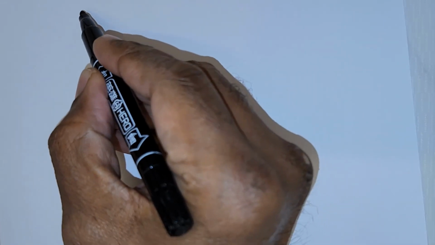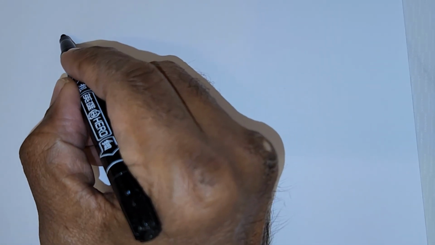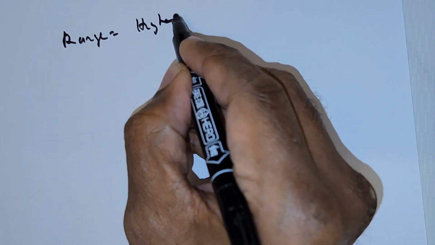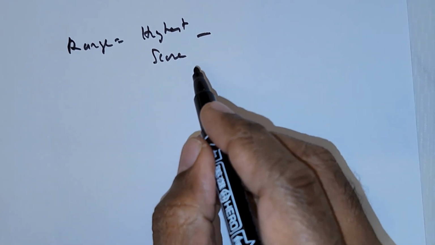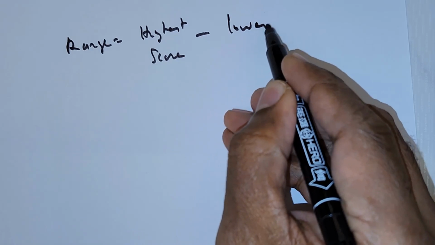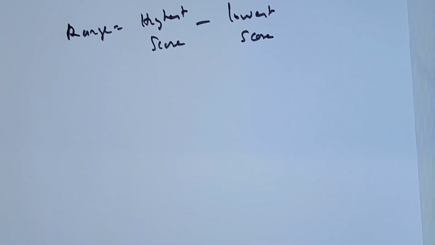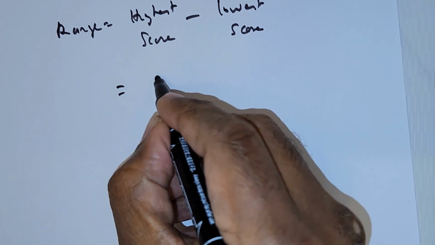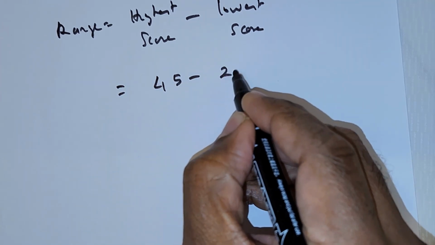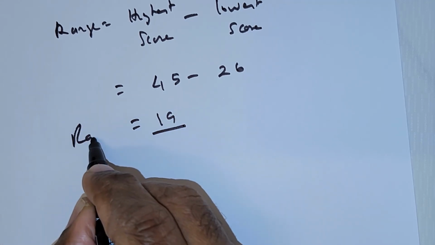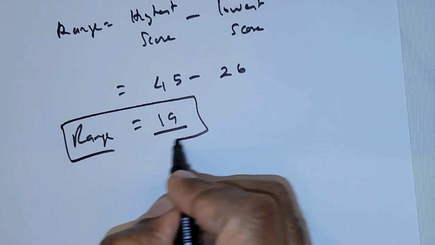So to find the range, we will be using this formula, which is range is equal to the highest score minus the lowest score. So the highest score was given to be as 45. From that you take away 26, you will get 19. So this is going to be the value for range.